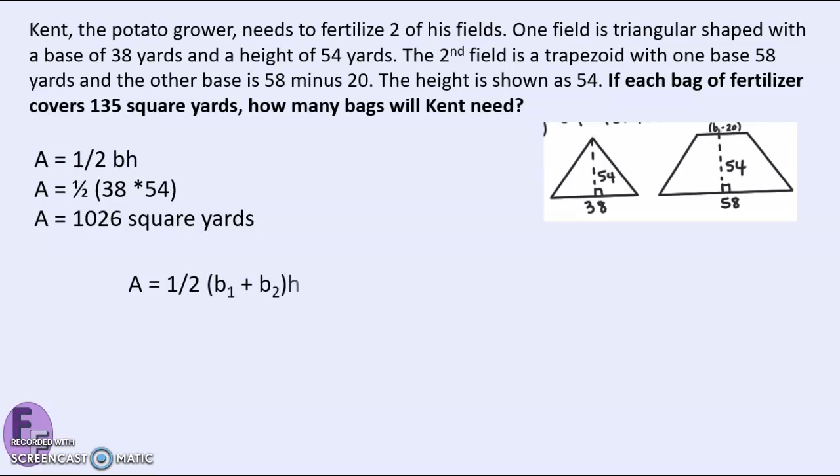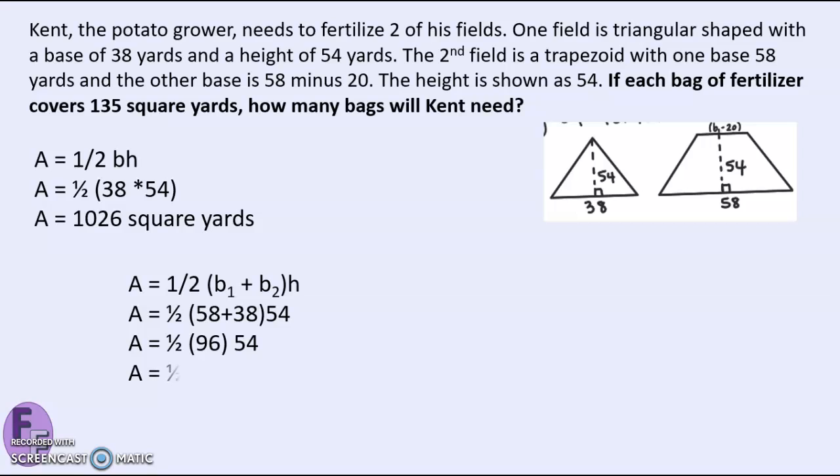Then find the area of the trapezoid. Write down the trapezoid formula and substitute in the numbers for the dimensions you know. Multiply out the problem. First, 58 plus 38 would give you 96. That gives you 1/2 times 96 times 54.